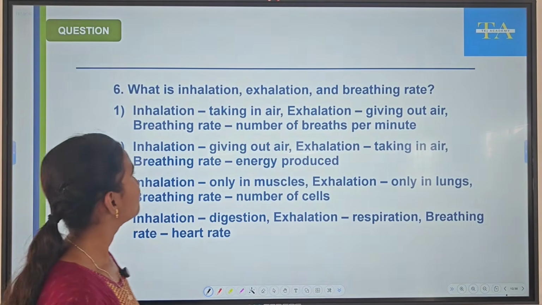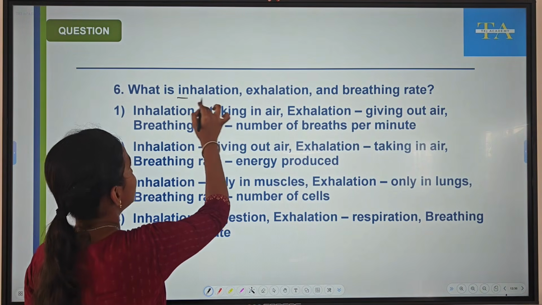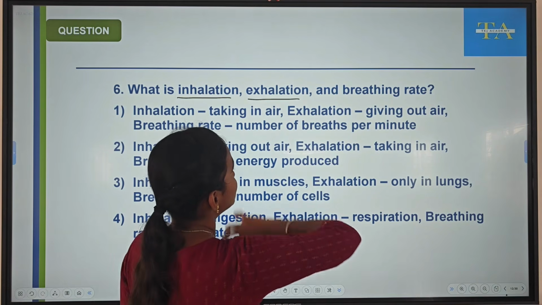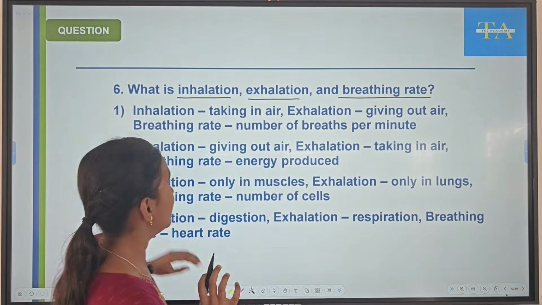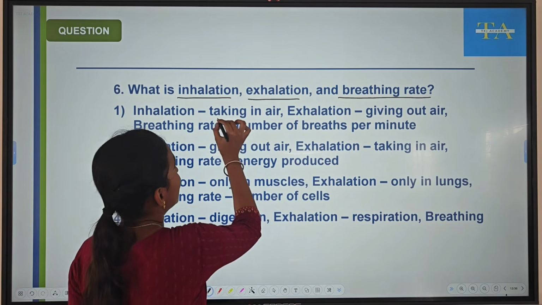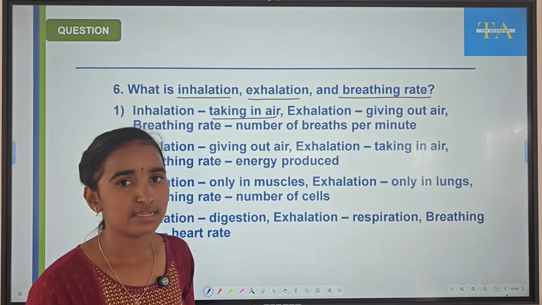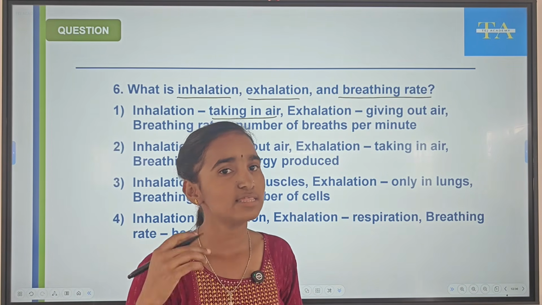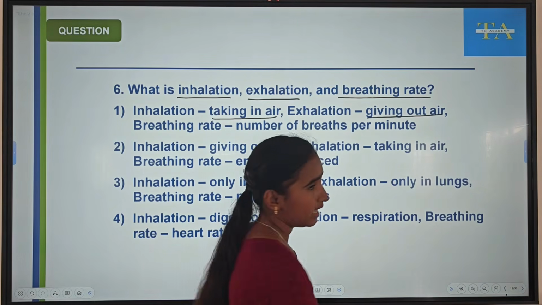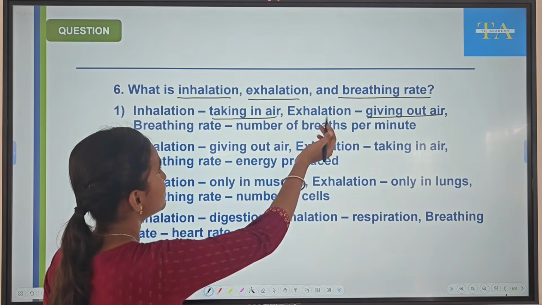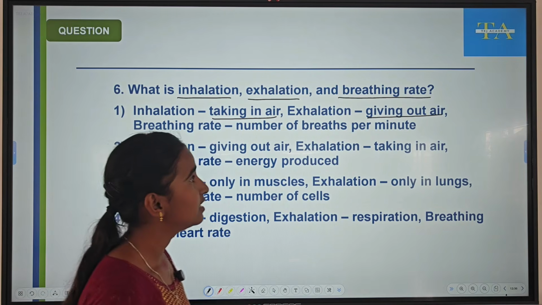Next question. What is inhalation, exhalation and breathing rate? We'll see. Inhalation means taking in air. This is right. Taking in air is called as inhalation. Then exhalation is giving out air. This is also right. What is this breathing rate?